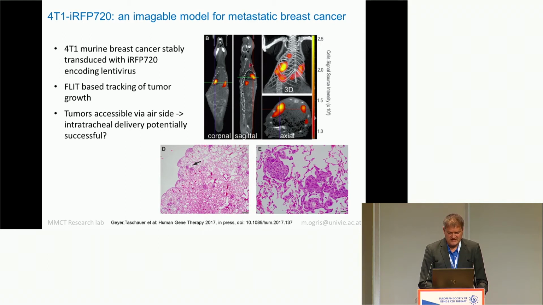And what you see here is the fluorescence signal in the lung of the tumor lesions, and here in the background the CT, and we also confirmed this by histology that you have such nodules inside the lung. By the way, this is also published now in this Human Gene Therapy special issue.